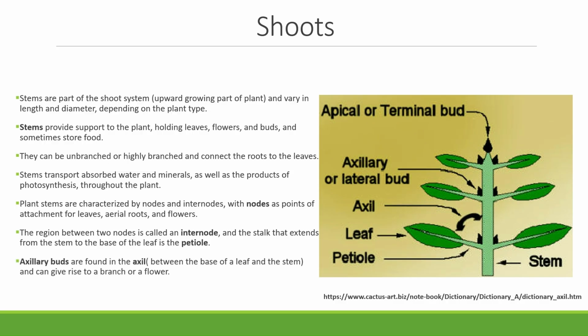Axillary buds are located in the axil, that's between the leaf base and the stem, and can grow into new branches or flowers. The tip of the stem is the shoot apex. You can see it here, sometimes having an apical bud that drives upward growth. These features allow stems to produce new plants through asexual means, as we'll see next.